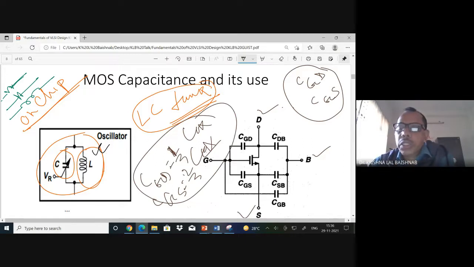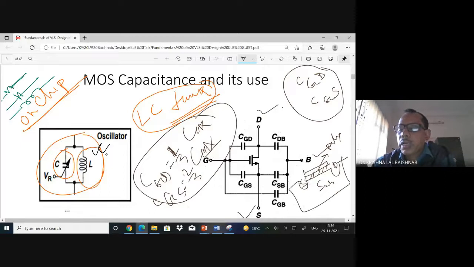What do I call COX? If I take a MOS, this is the source and drain, and this is my oxide layer. So obviously there is a capacitance, since there is an oxide layer. Beyond that this is polysilicon, and this is your substrate. So that basically gives you a capacitance. I have a diagram, I'll show you. Those capacitances we need to evaluate.